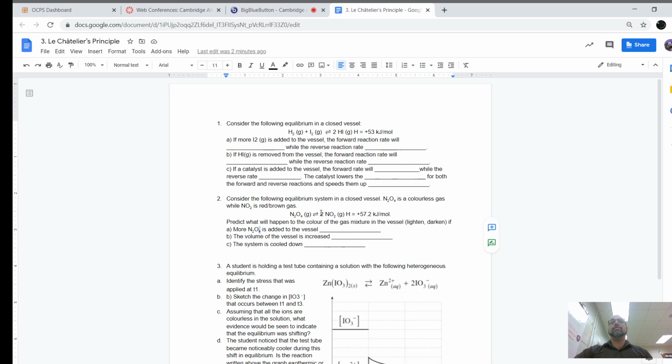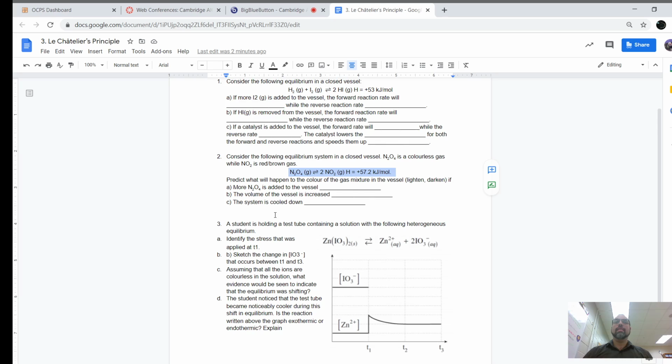The last has to do with the system being cooled down. So the forward reaction here ends up absorbing 57.2 kilojoules per mole. Since it absorbs energy, that means that it's endothermic, which means that we are going to end up slowing down the forward reaction. So we're going to go ahead and push it to the left.